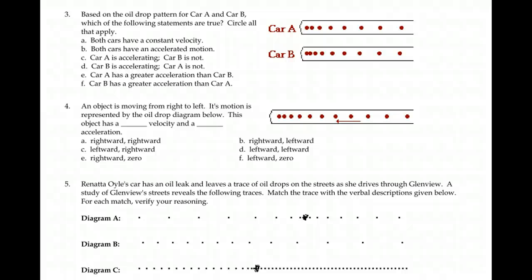Okay, this is the second screencast with the ideas of using motion diagrams or oil drops or other types of physical representations to track the motion of objects. So here in the upper one we have two drop patterns. Two cars moved, they had a drip of oil coming out every so often, and they left these patterns behind. We have 6 possibilities we want you to see. From the diagram, what can we say about the car?